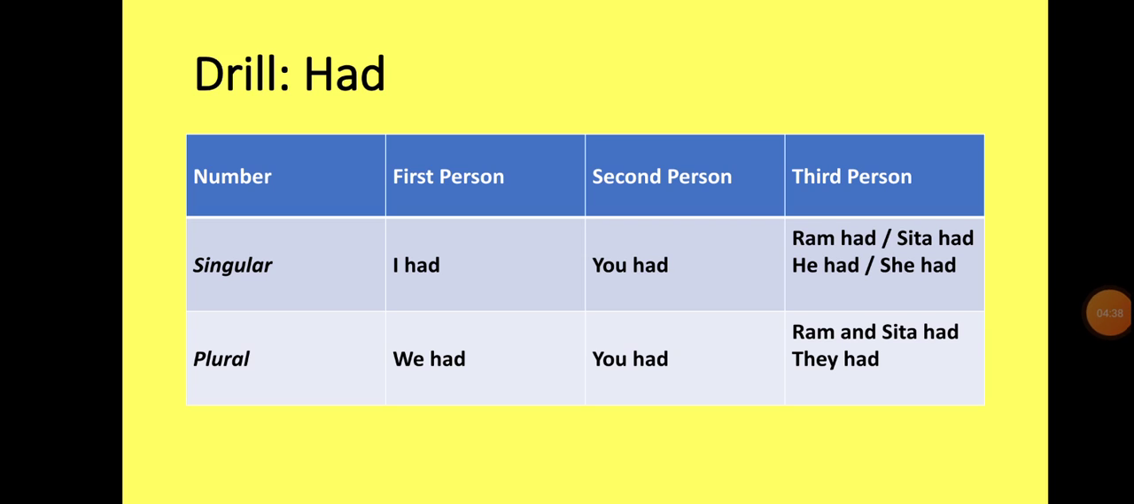Now let's learn for had. Had is used for past tense, right? And it is used for singular and for plural subjects also. So there is no difficulty in understanding or using these verbs in past tense. I had a pen, you had a pen. Ram had a pen, Sita had a pen. He had a pen, she had a pen. We had a pen, you had a pen. Ram and Sita had pens. They had pens. See, now it's everywhere. In all the persons we are using only had.